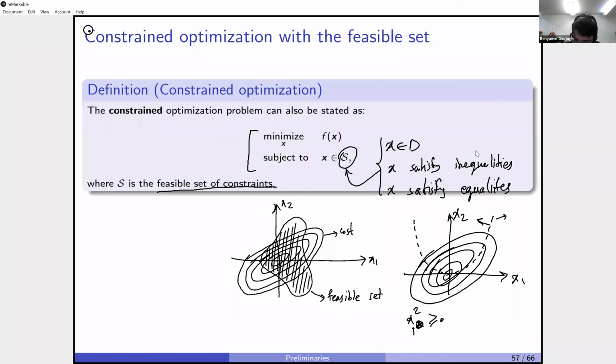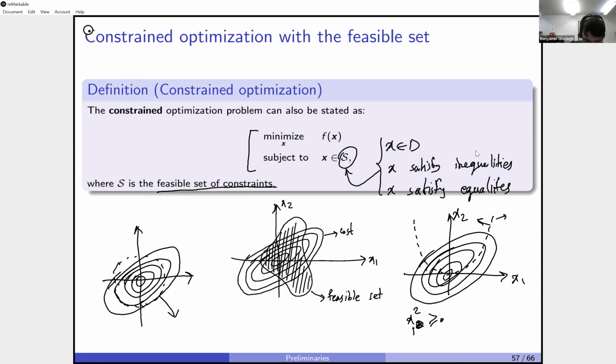Something like that. But we can also have a better constraint that I can think of very fast, and it is this. What is this? This is x1 squared plus x2 squared. This is a radius, right?